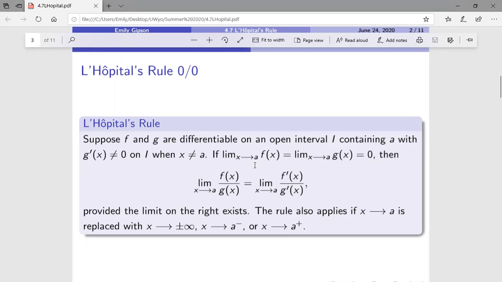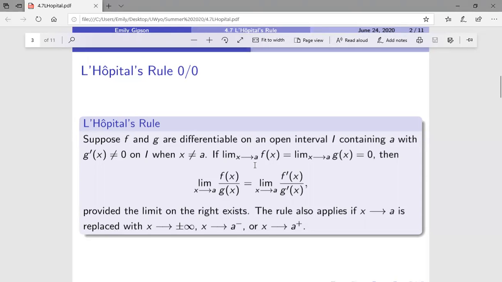If the limit as x approaches a of f of x and the limit as x approaches a of g of x both equal 0, then we can say something really cool. We can say that the limit of the ratio of those two functions as x approaches a is equal to the limit of the ratio of their derivatives as x approaches a, provided that the limit on the right exists. And this rule also applies if x approaches a is replaced with x approaches plus or minus infinity, x approaches a from the left, or x approaches a from the right.